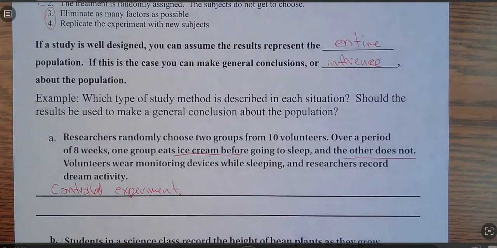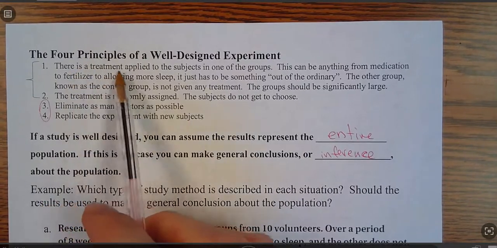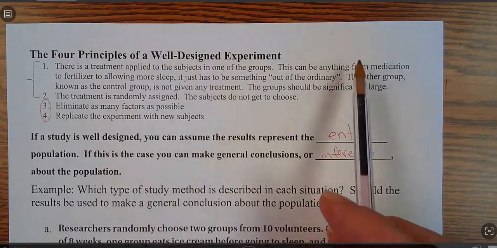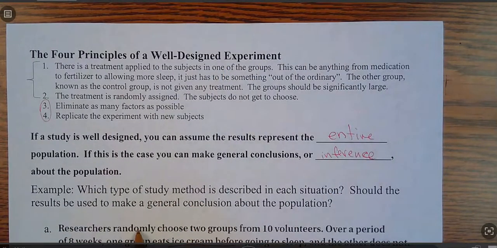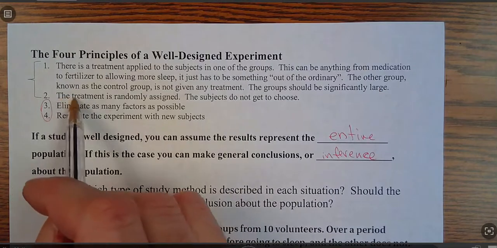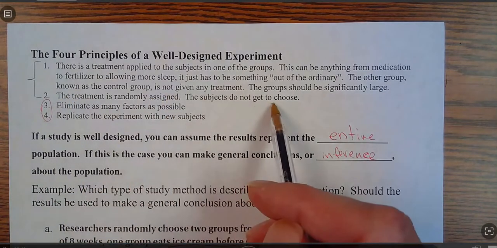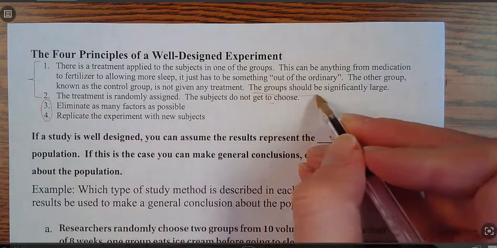And now, can I make a conclusion about the population? Okay, so a controlled experiment can show causation if it's well run. Well, it didn't meet the first step. There's a treatment applied. It says randomly chosen. They randomly chose them, so the treatment's randomly assigned. They didn't get to choose, but one thing's missing there.